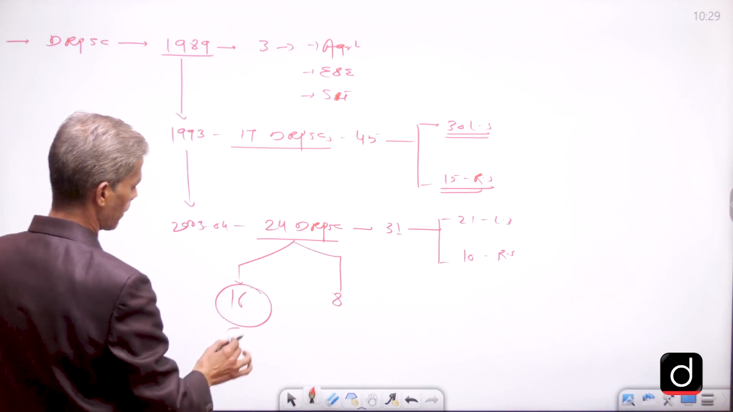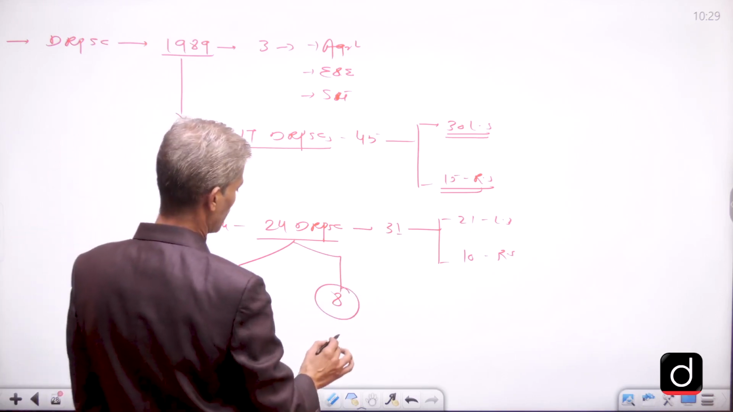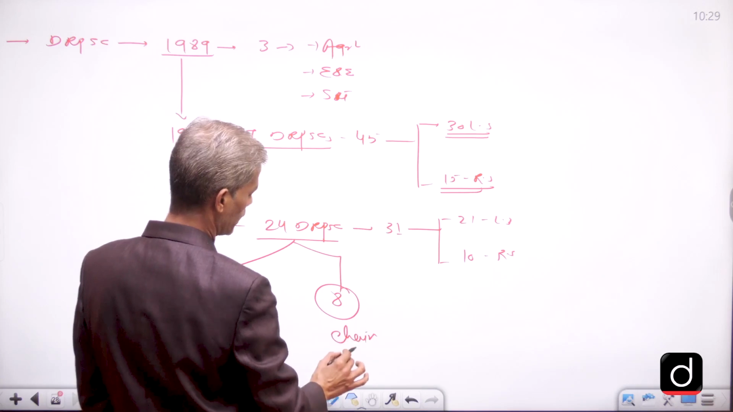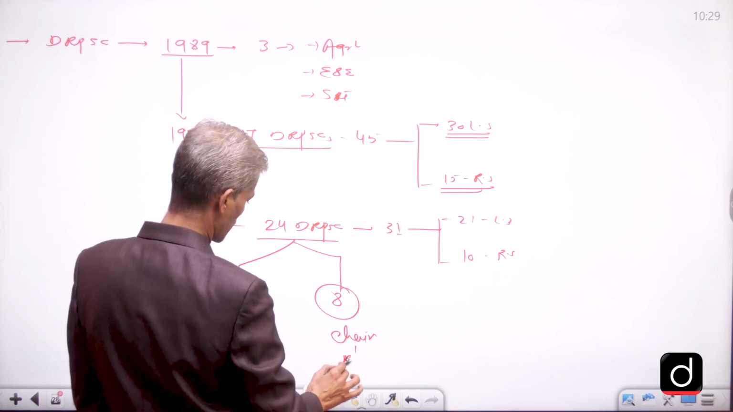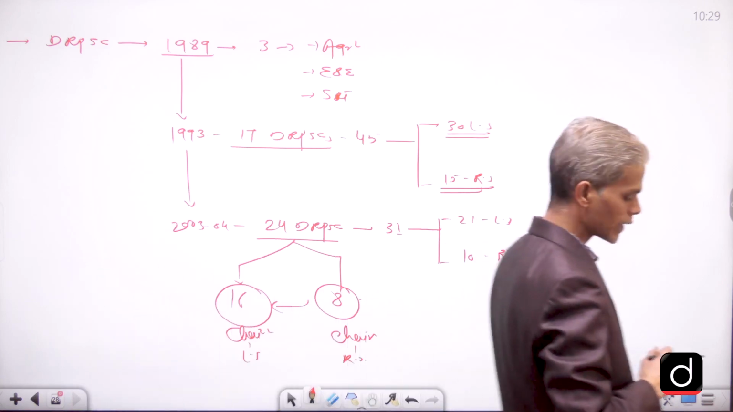16 committees' chairmen are from Lok Sabha, appointed by the Speaker. 8 committees' chairmen are from Rajya Sabha. They are appointed by the chairman of Rajya Sabha. So like that, they are there. Now what do they do?